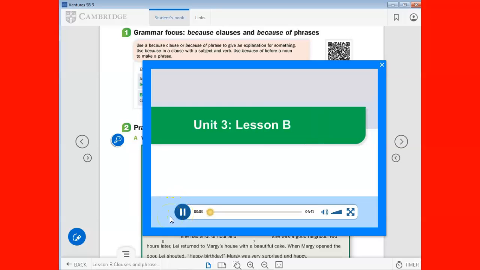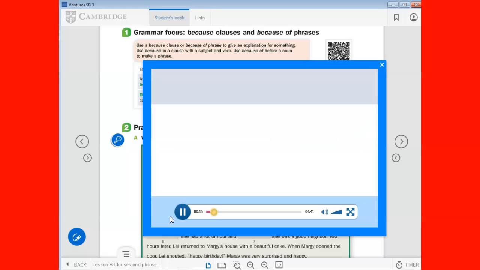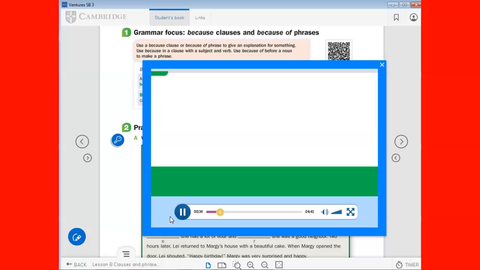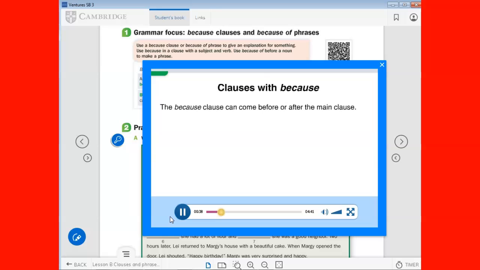Unit 3, Lesson B. Clauses and phrases with because. Because clauses and because of phrases. Watch and listen. Clauses with because. Use a because clause to give an explanation of something. I didn't like my old apartment because it was noisy. Clauses with because. The because clause can come before or after the main clause. Because my old apartment was noisy, I didn't like it.